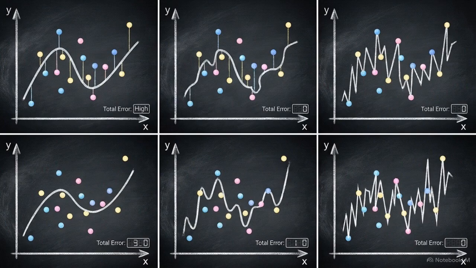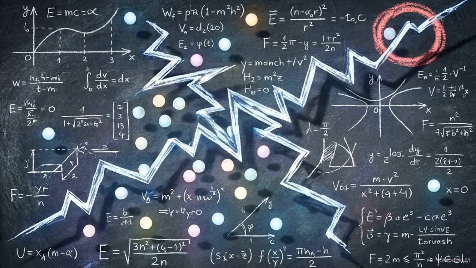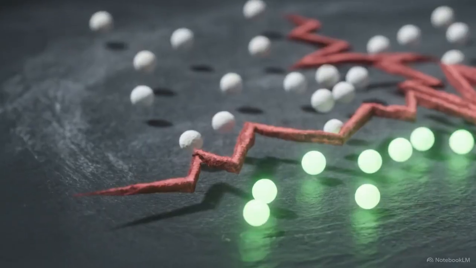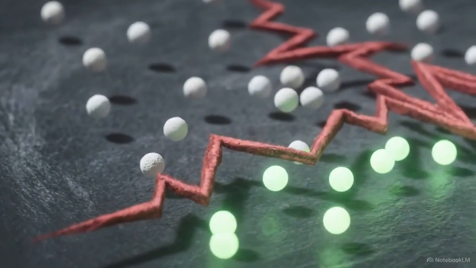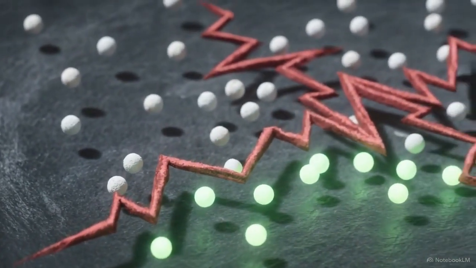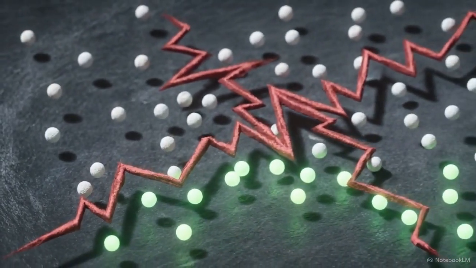Pursuing zero error forces the model to account for deterministic noise. The resulting function becomes jagged and complex to intersect every outlier. We call this state overfitting. The algorithm has effectively memorized the specific noise of the training data rather than learning the rule. Achieving perfect accuracy on historical data indicates the model has lost its ability to generalize to future inputs.